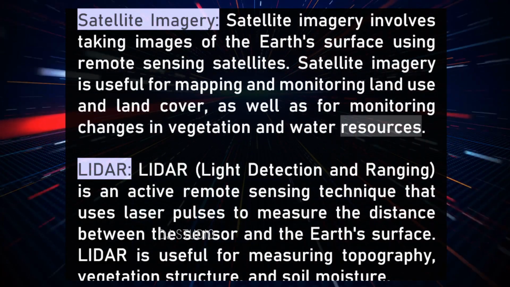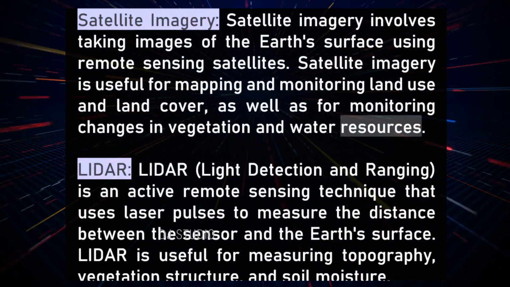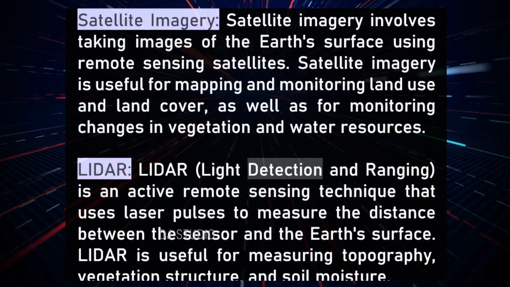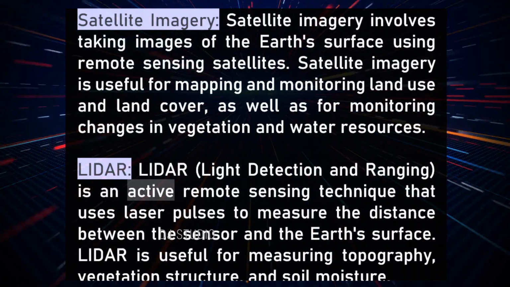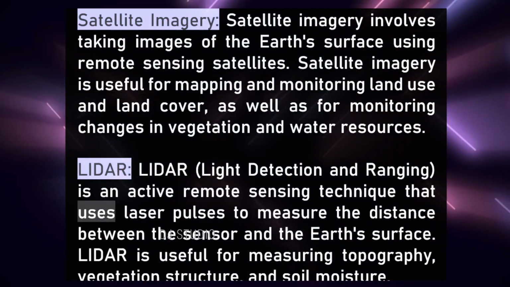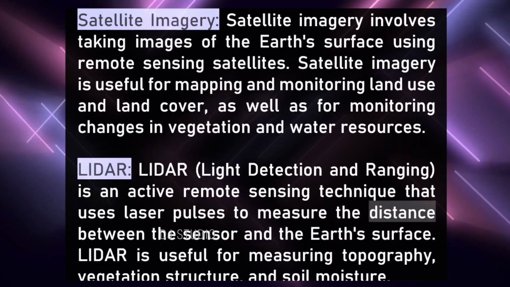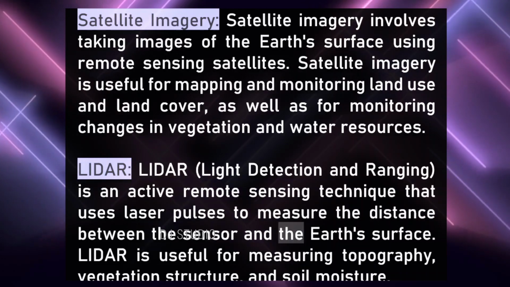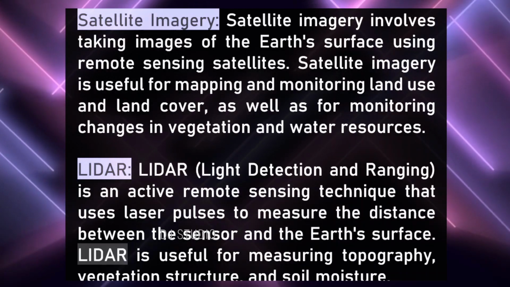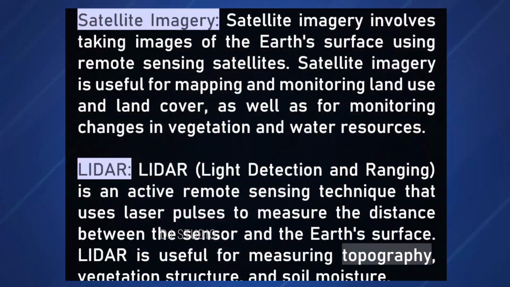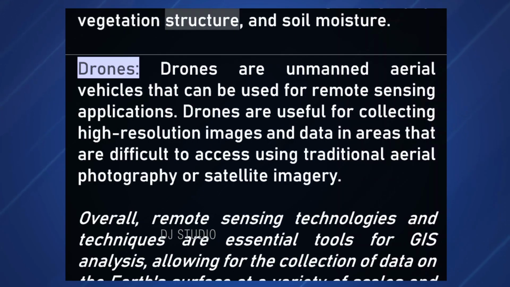LiDAR, light detection and ranging, is an active remote sensing technique that uses laser pulses to measure the distance between the sensor and the Earth's surface. LiDAR is useful for measuring topography, vegetation structure, and soil moisture.